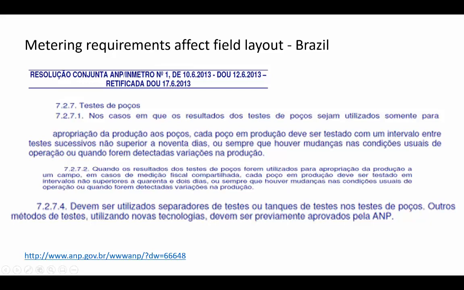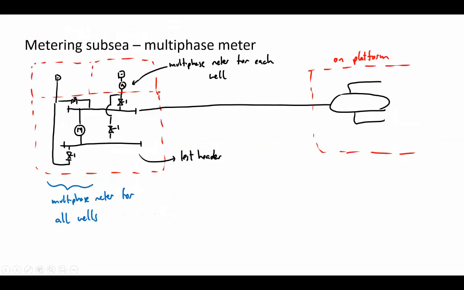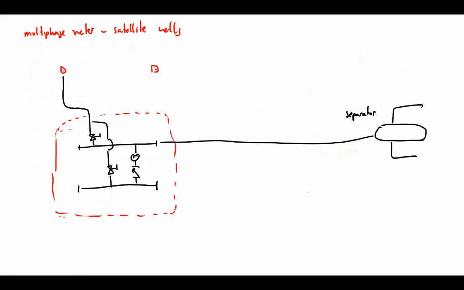It must be tested at least every 42 days, or every time you detect variations in the operational conditions. But for this case, you have to use test separators or tank tests to do this testing. Other test methods that use new technologies have to be previously approved by the agency. So that means it's a very strong requirement: you are not accepting the multi-phase meter as a method to report production for the offshore fields.